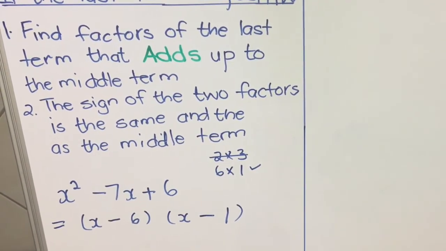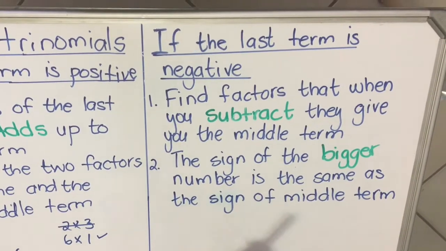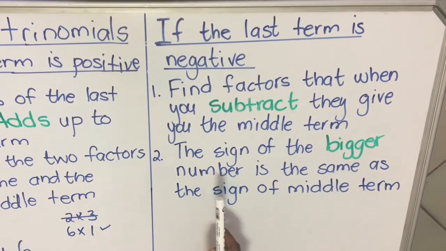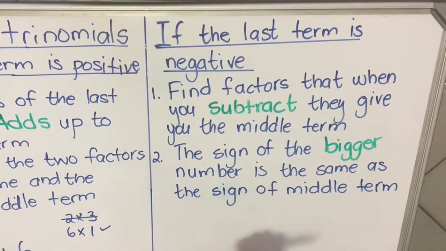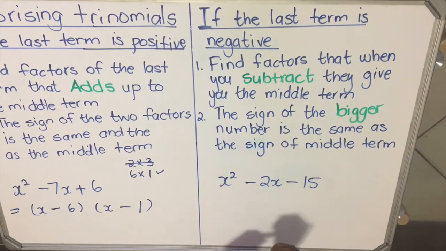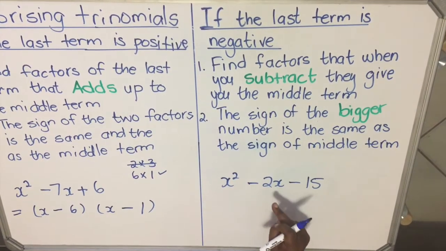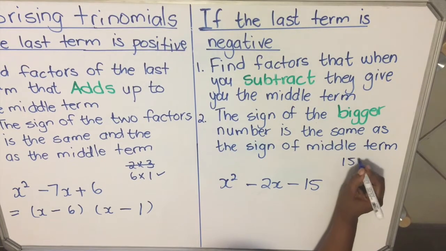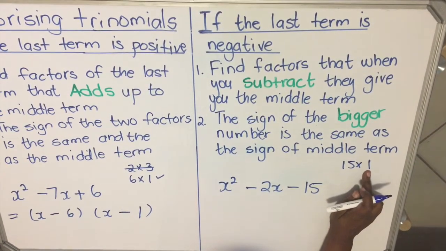Okay, let's look at the next part, when the last term is negative. If the last term is negative, you must find factors that, when you subtract them, give you the middle term. Let's look at an example. In this example, the last term, 15, is negative. So you're going to find factors of 15 that, when you subtract them, give you the middle term. 15 is 15 times 1. When I subtract 15 minus 1, I get 14. So it's not this one.